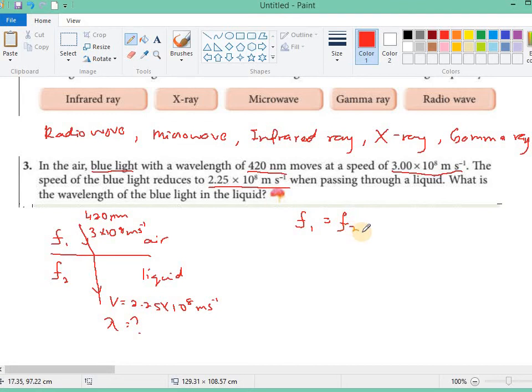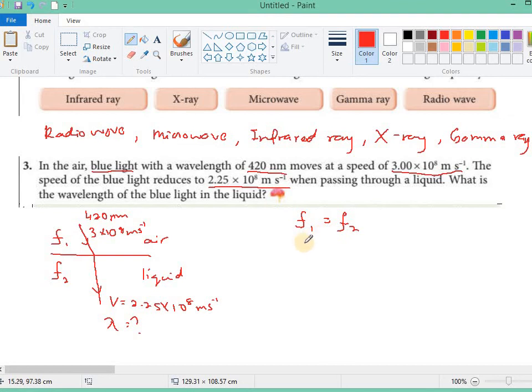Why doesn't the frequency change? Because remember, for a wave, the frequency depends on the wave source, that means the thing that produces the wave. If the thing that produces the wave has high frequency, then the frequency of the wave will be high. If it oscillates at lower frequency, then the frequency of the wave will be lower. So the frequency of the wave depends on the frequency of the wave source. Don't care whether the wave goes in air or liquid or anything, the frequency is not going to change.